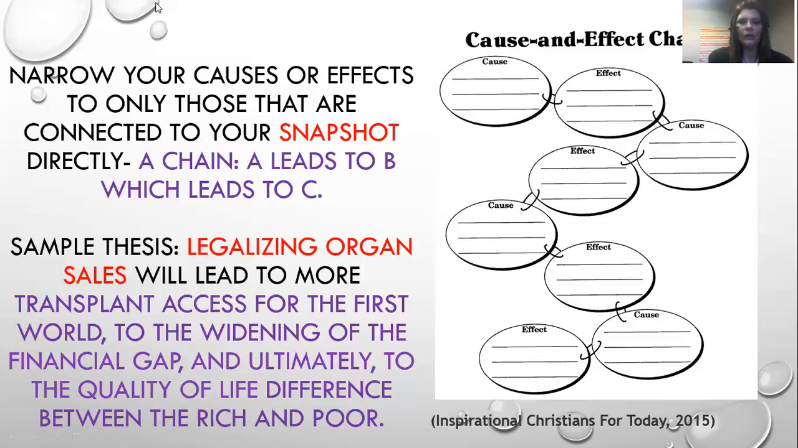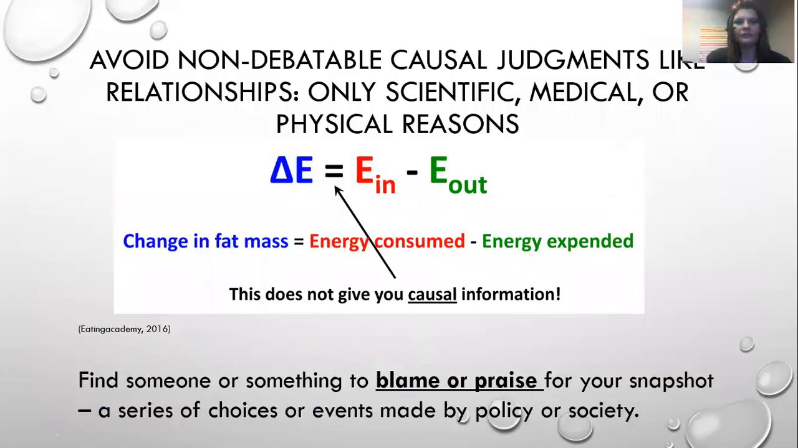So really think about your snapshot, whether or not you're going to focus on a current or past or future snapshot, and whether or not you're going to focus on mostly causes leading up to it or effects leading out from it, and then how you're going to organize and connect those. All right, here are some ways to test your causal chain and your ideas to make sure that you have a debatable cause and effect argument.